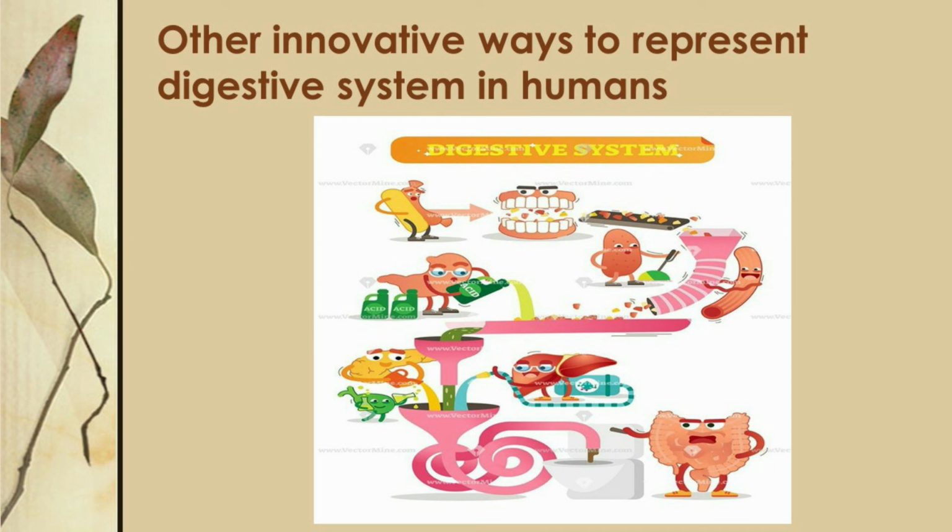In the large intestine, absorption of the food takes place. After absorption, the undigested food is thrown out of the body through the anus. This was all about the digestive system in humans.